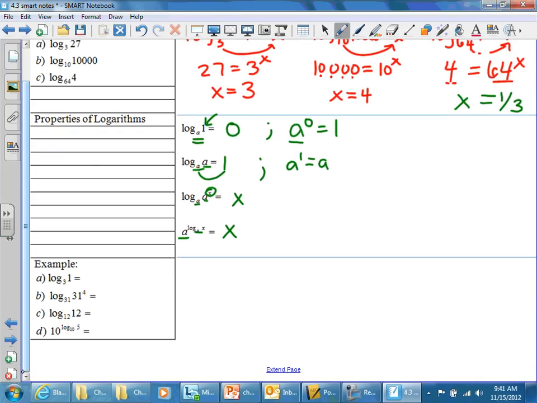So let's see if we can do these examples. On A, I have this inside as 1, so no matter what the base, I know I get out 0. B, 31 and 31 are the same, so I get out 4. Here I have 4 and 4, it's raised to that first power, so I get out 1. And here the 10 and the 10 are the same, so I'm going to get out 5.